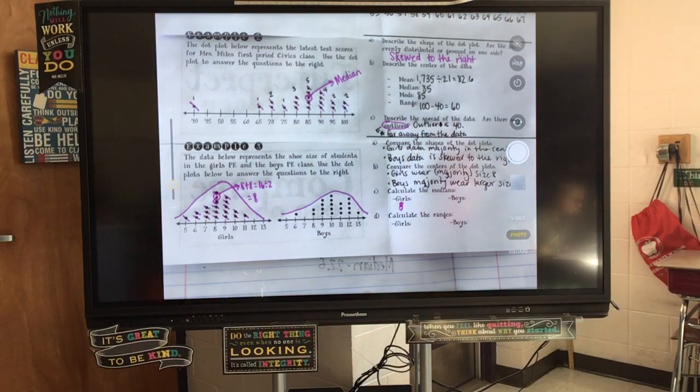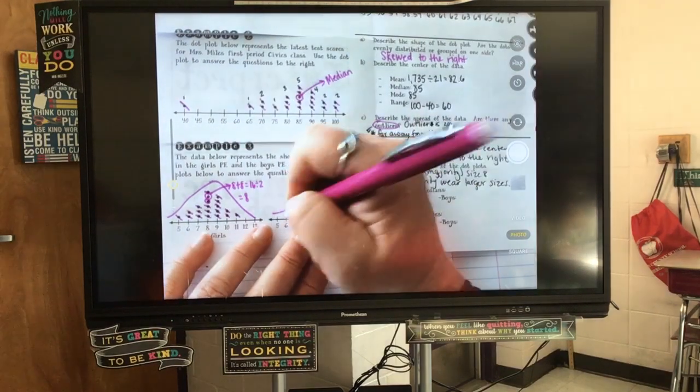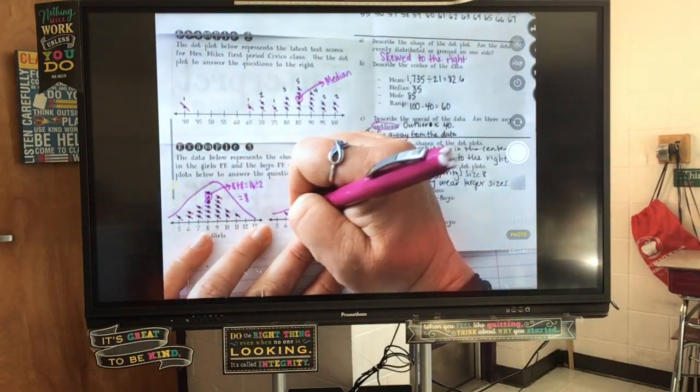What do you do when you have 2 numbers in the middle? Add them and divide by 2. All right, so you should have got 2 8s in the middle. Add them together, you get 16 divided by 2, and you get 8. So the median for the girls is 8. All right, do the same thing for the boys. Stand up when you have your answer.